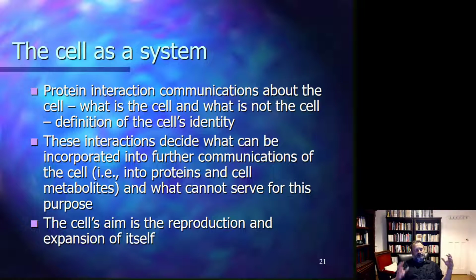these molecular interactions in the cell are really about deciding how to maintain the cell, which molecular interactions are the right kind of molecular interactions, and which are the ones that are not. So the aim of this cell as a communication system is to reproduce and expand itself, which is indeed what cells do if you look at them in a functional phenomenological way as well.